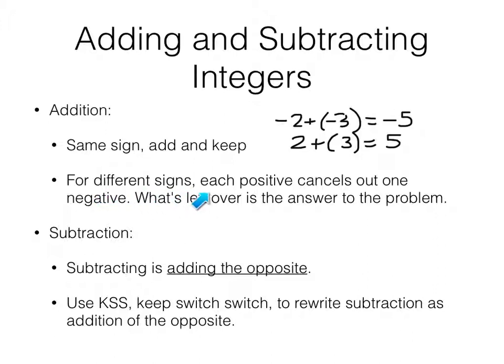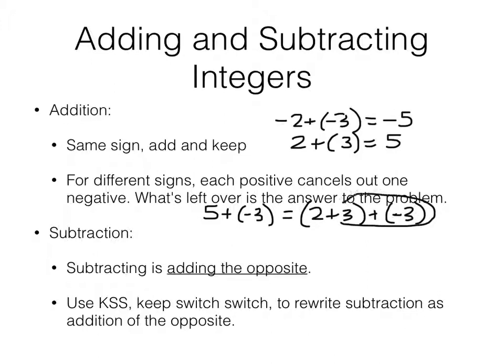For different signs, each positive cancels out one of the negatives. Each positive cancels out 1 negative. What's left over is the answer to the problem. How about 5 plus negative 3? Well, that 5 breaks apart and becomes 2 plus 3 plus the negative 3, and the negative 3 and the 3 are going to cancel each other out, and you have a 2 left over. So you can picture this in your head with smaller numbers, or you might have to do a little bit of computation on paper with larger ones.